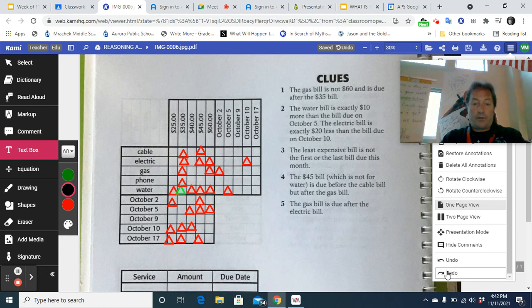And moving forward, we also know the $45 bill is due before the cable bill, so it can't be the cable bill. So that's why we eliminated that. All right, now the gas bill is due after the electric bill. So the gas bill cannot be $45 then.